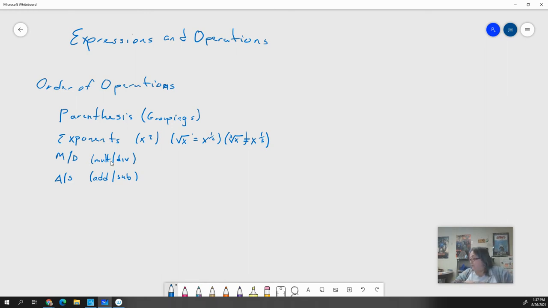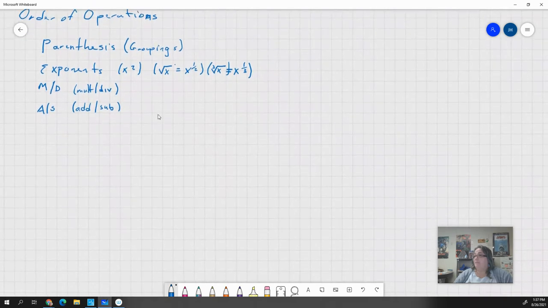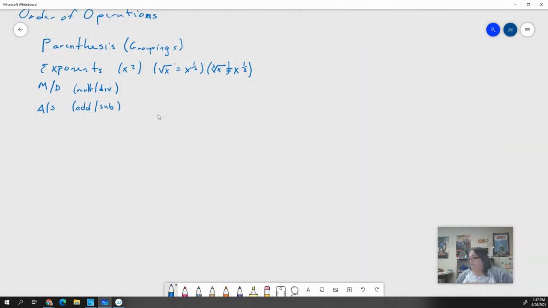I think the best way to go over order of operations is to just do some crazy problems and have you see how it all works, right? So I'm going to start with something a little more simple. If we have 29 minus parentheses 11 minus 2 cubed plus 6 squared divided by 4. We're going to do this in that PEMDAS order.